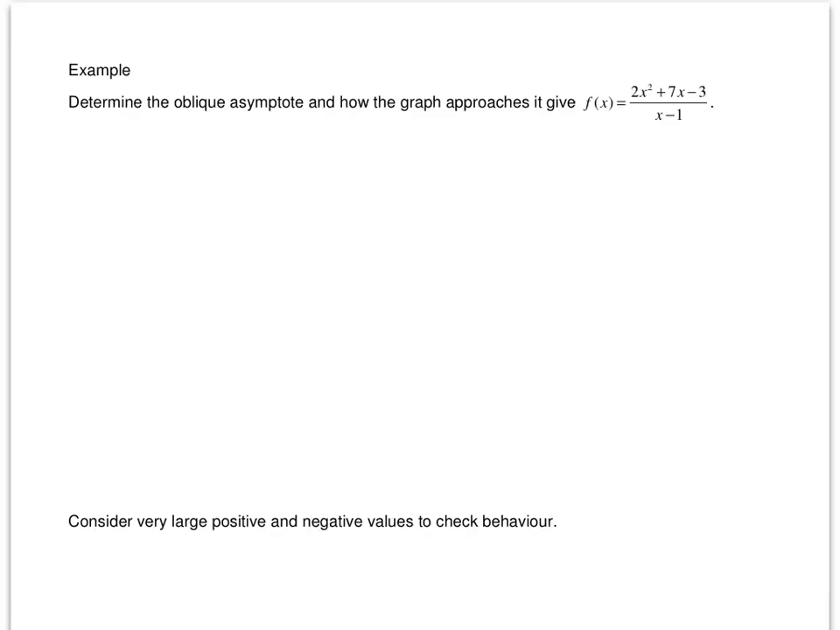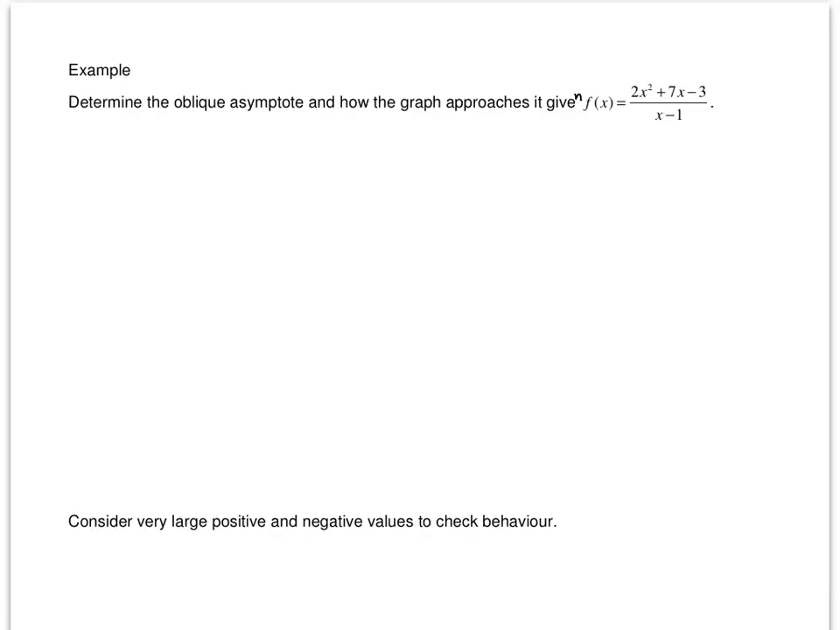Determine the oblique asymptote and how the graph approaches it, given f of x. Now you have to remember what an oblique asymptote is. It's not horizontal, it's not vertical, so it's on a slant.